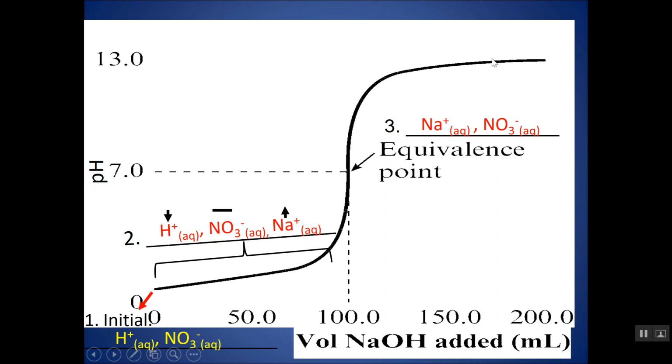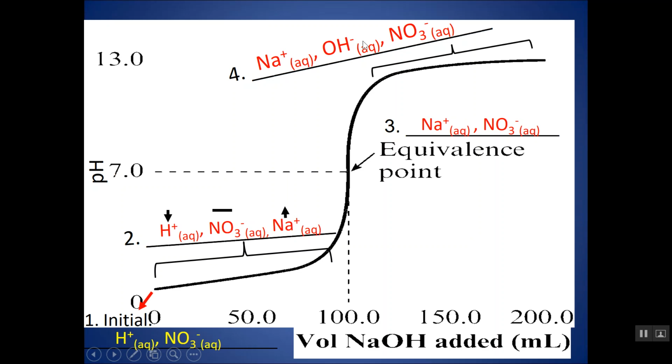Okay, and then beyond here, I'm adding more and more base. So beyond here, not only do I have my salt, but now I also have excess OH minus, which is being added from the base, and even more Na plus. Notice I don't have H plus as a measurable ion here, really, because that has been completely used up and neutralized, and no more has been added after.